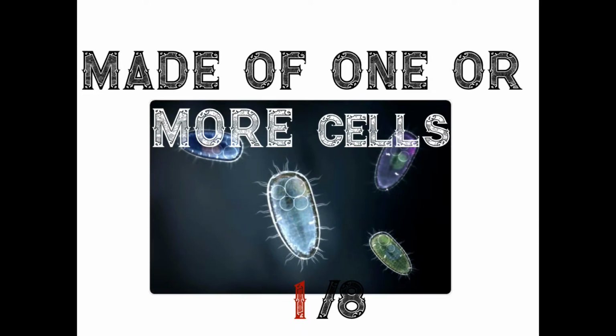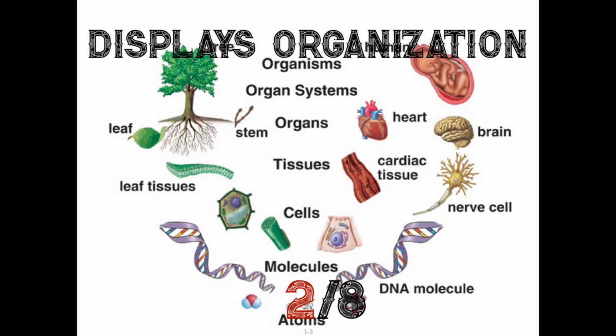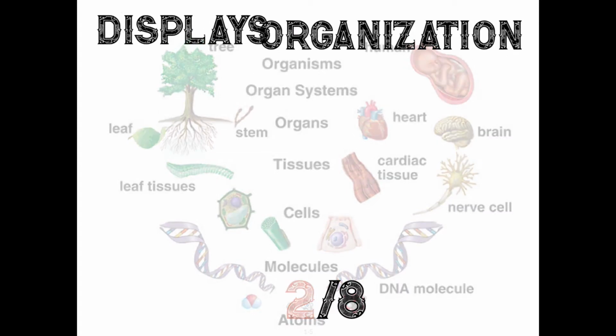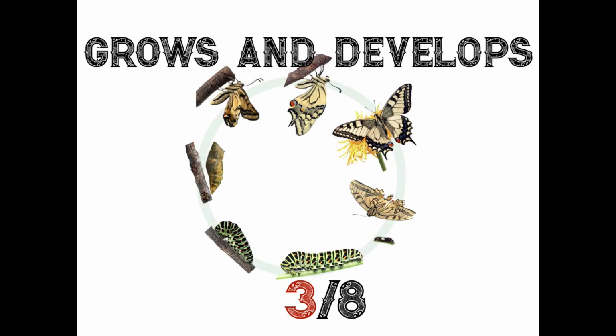The second characteristic is it displays organization. Okay, so it's fairly complex. Even one-celled organisms display organization. An organism is made out of atoms and DNA, and that makes molecules, it makes cells, and it makes tissues, and the organization just gets more and more complex as you expand and broaden the view of what you're looking at. So it displays organization.